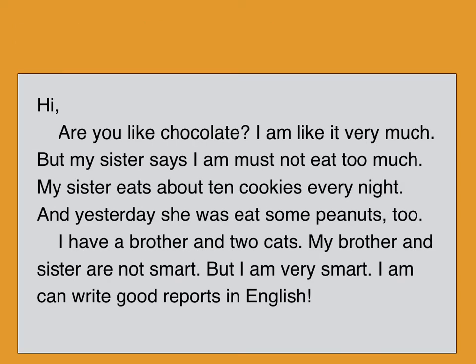Okay, here's the next target. It's be plus a verb. Look for places where the verb to be is used wrongly. Let's start. You can see them now. Are you like chocolate is very strange. It means, are you similar to chocolate? Are you sweet? Well, that sounds very strange. The next is the same problem. I am like it. I am like chocolate. Very strange. The third one, you don't need a be verb. You've got must, which is a helping verb already.